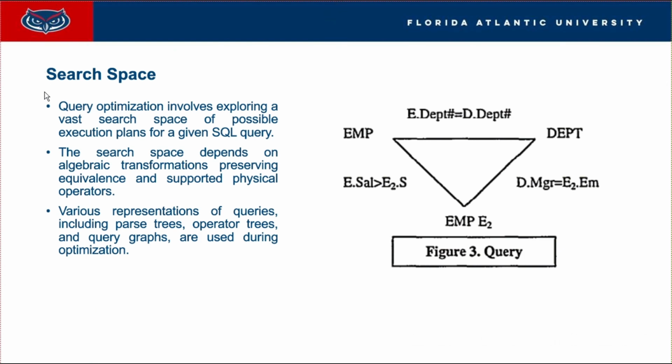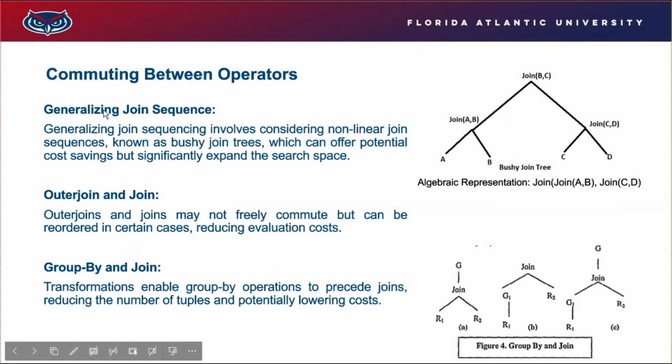In search space, query optimization involves exploring a vast search space of possible execution plans for a given SQL query. The search space for query optimization depends on algebraic transformations that preserve equivalence and the supported physical operators in the system. Different representations of queries such as parse trees, operator trees, and query graphs are utilized during optimization to explore various execution plans. And the communication between the operators is done in three ways.